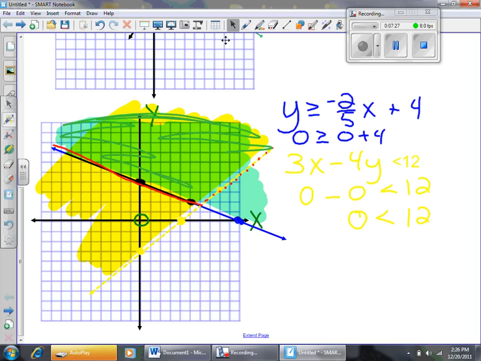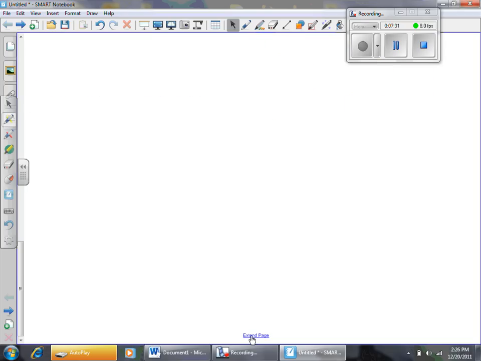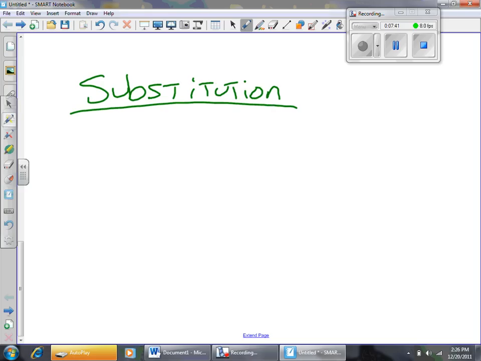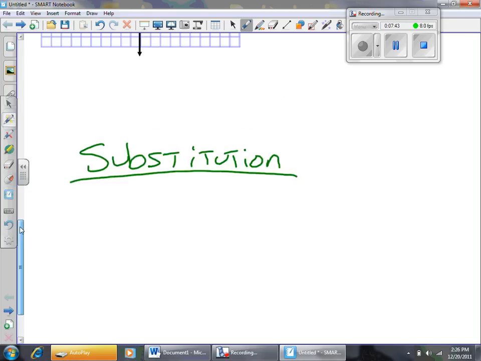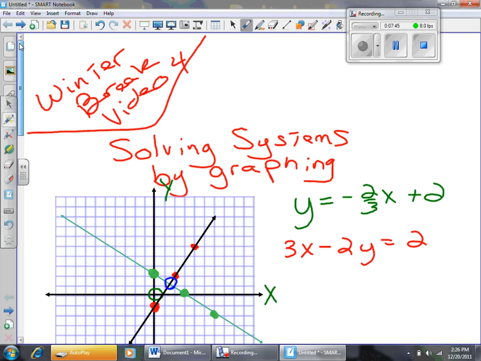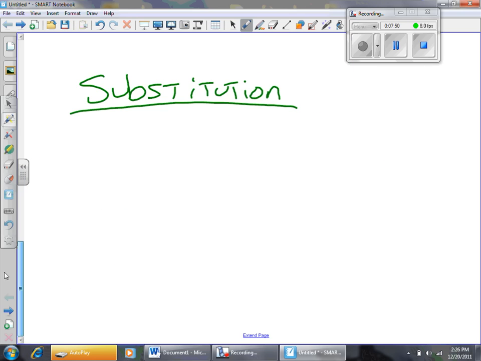Okay, very good. So that's solving systems by graphing. Now, let's talk about substitution. In fact, I'm going to use the same two equations that I used in the first problem. So let me bring those equations back. Looks like I had y equal to -2x plus 2. I think it was 2/3 x, wasn't it?